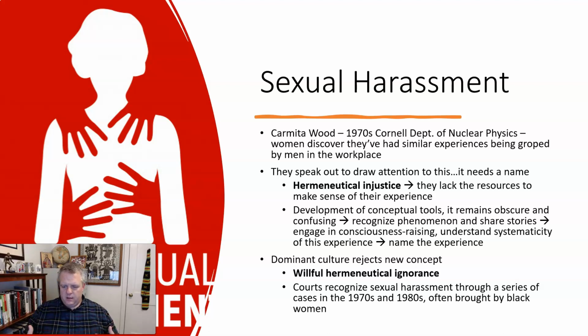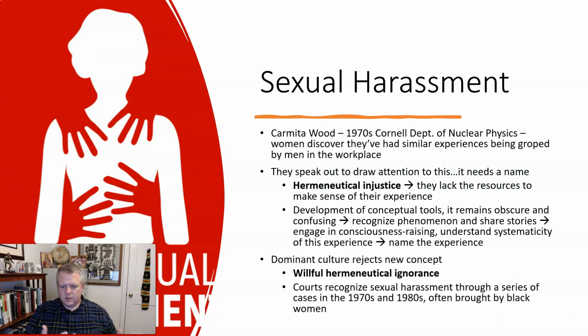The dominated class, the marginalized class, women in this case, have made sense of their experience, have theorized it, have named it, and now they're bringing it forward and arguing that this is something that's happening to us. And those who are in a position of power, who are in a position to change things, say, no, it's not really. I don't think that's actually happening. Right? We'll explain it away some other way.